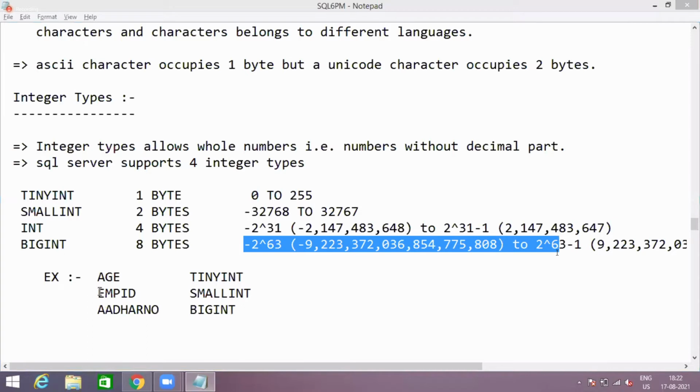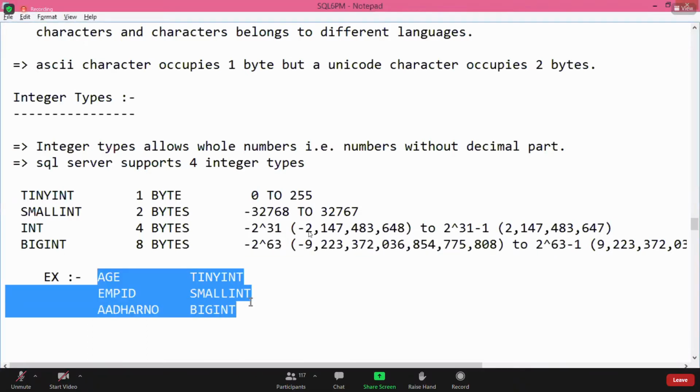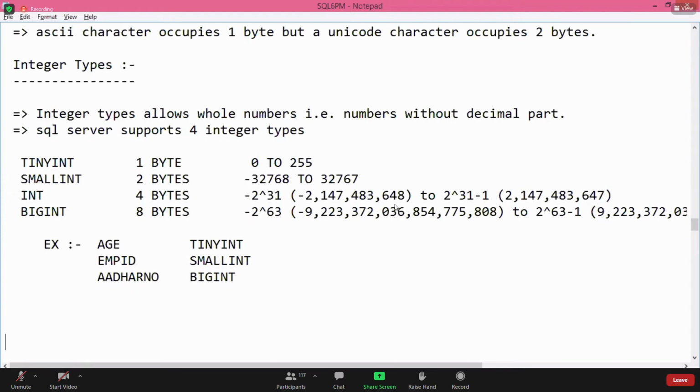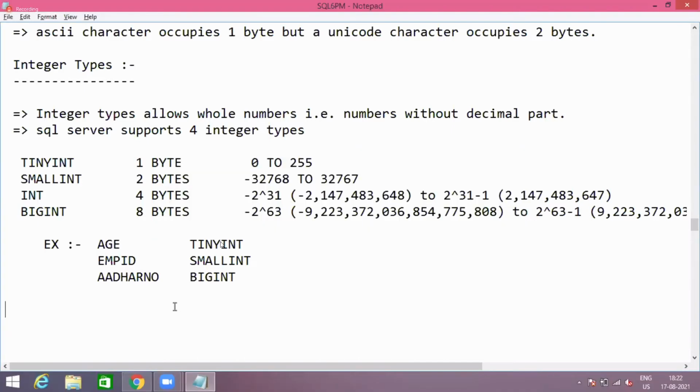That's all. So which one you take depends on the value. All these are integer types. Okay. Now next.